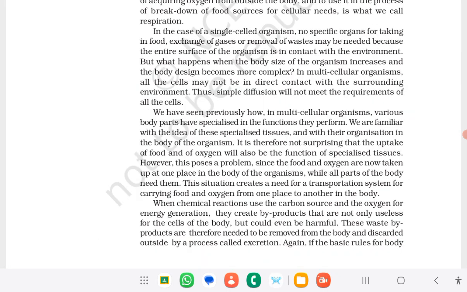We have seen previously how in multicellular organisms various body parts have specialized in the functions they perform. We are familiar with the idea of these specialized tissues and with their organization in the body of the organism. It's therefore not surprising that the uptake of food and of oxygen will also be the function of specialized tissues. However, this poses a problem since the food and oxygen are now taken up at one place in the body of the organism while all parts of the body need them. This situation creates a need for a transportation system for carrying food and oxygen from one place to another in the body.